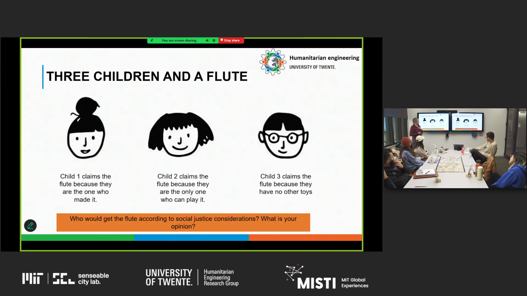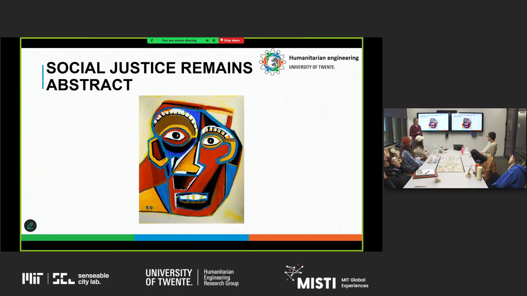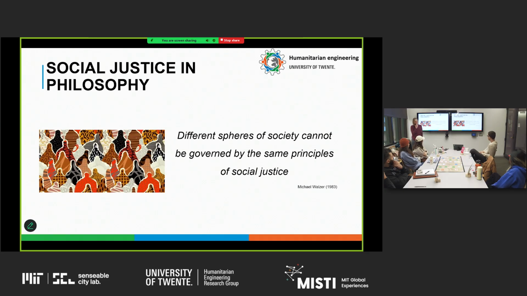Also with social justice, I think what we learned today, so far at least, is that it's a concept that is not super well defined. It still remains for a lot of people quite abstract, and that's also what we see in research that we conducted with our PhD students. Different communities associate different values with social justice. And that's also what we see in literature, for example, in philosophy.